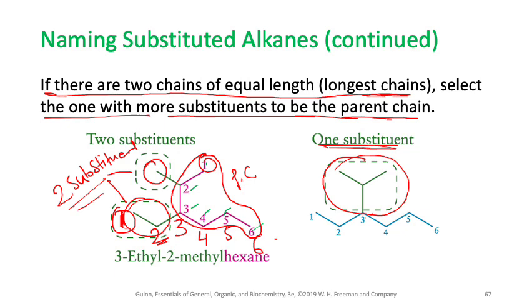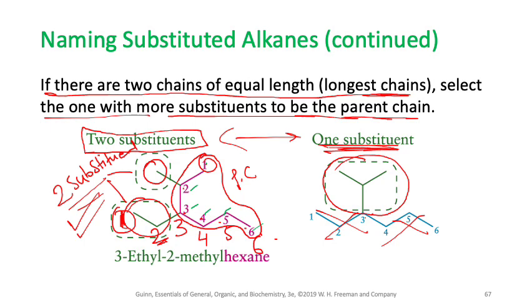So if you have parent chains with an equal number of carbon atoms, you always choose the parent chain that has more substituents attached to it, right? So this is the right way of counting, 1, 2, 3, 4, 5, 6. This is not the right way of counting because you have just 1, right? So this is the correct way, and this applies only if you have the same number of carbon in the parent chain and you have to decide which chain to use as the parent chain.